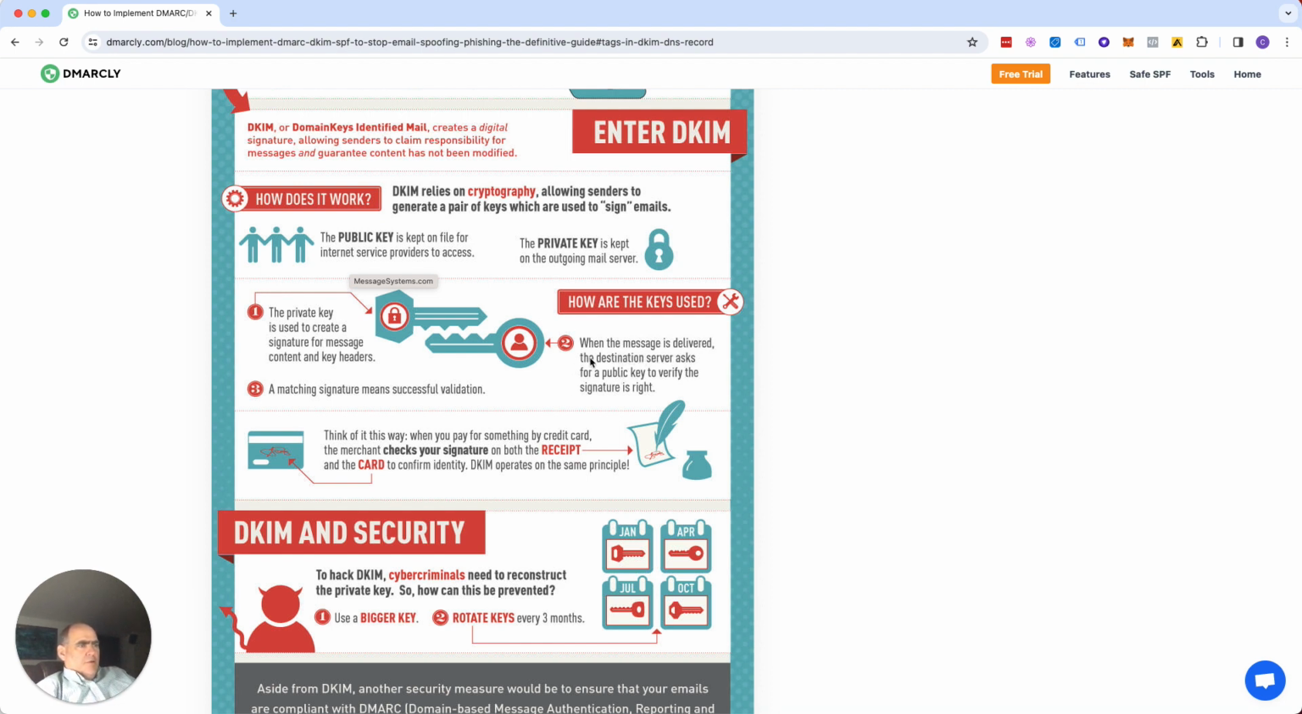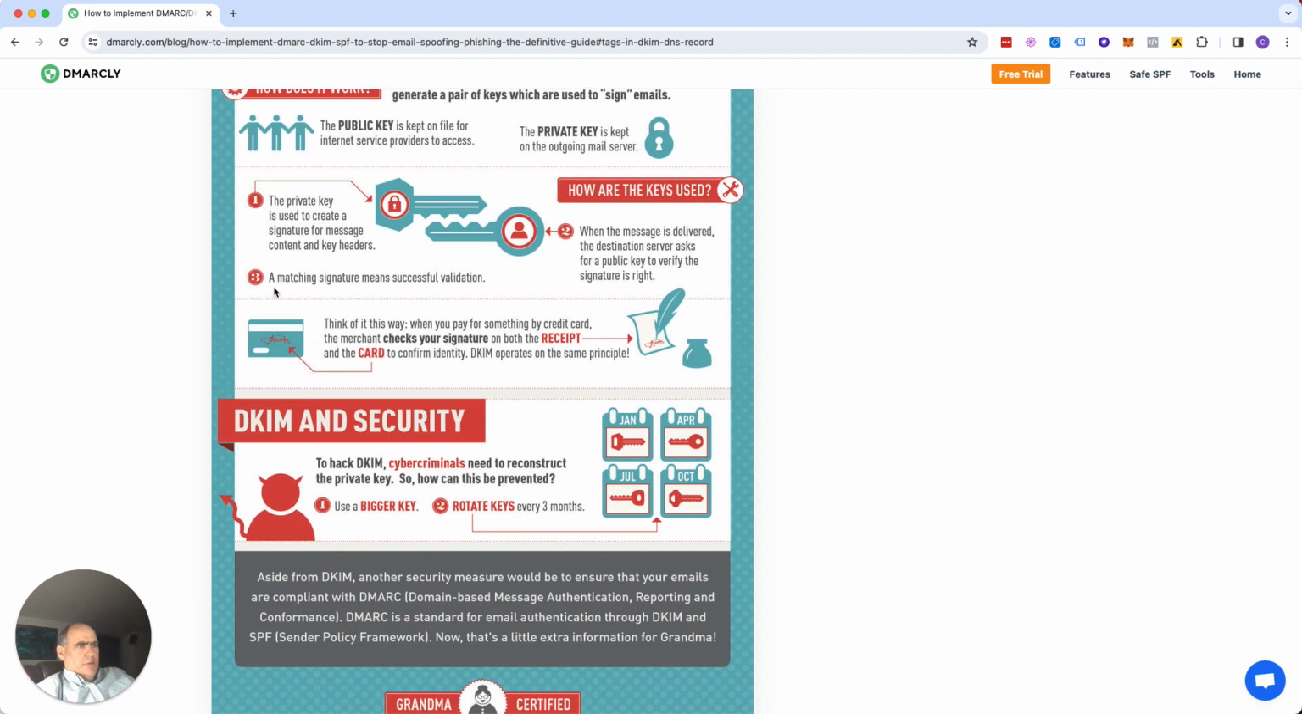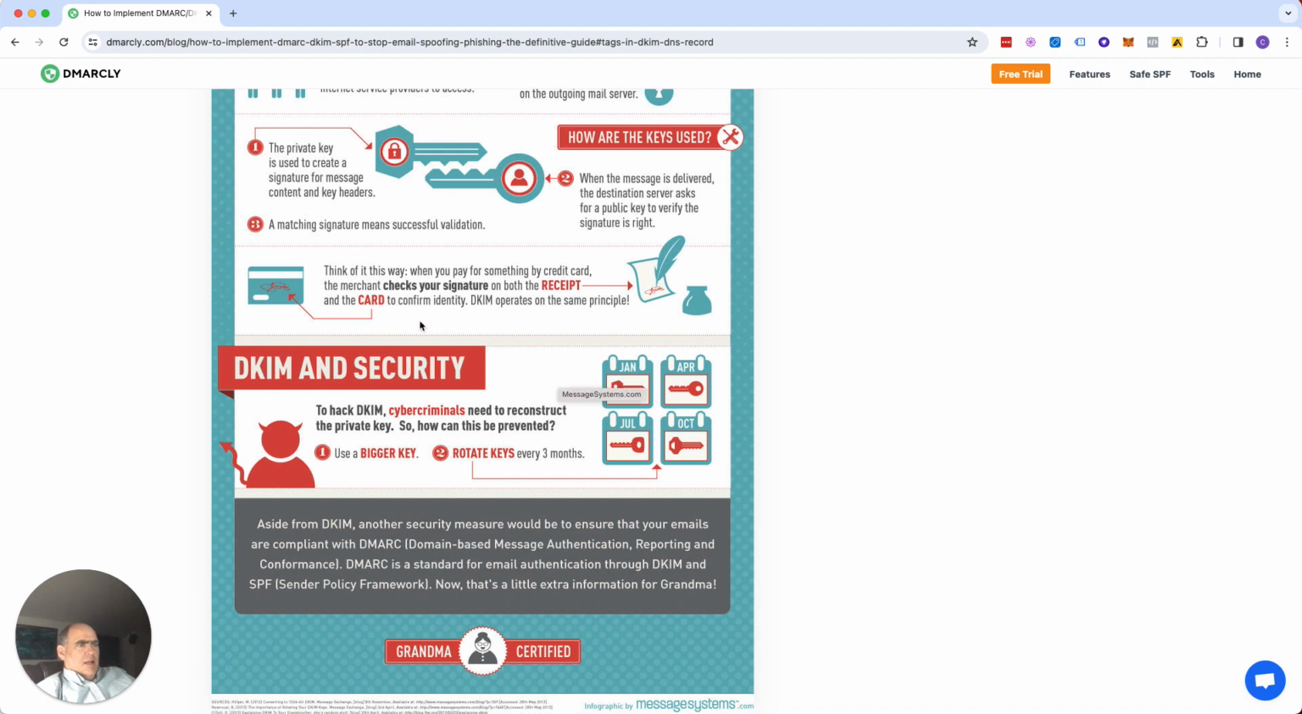And then once the message is delivered, you go back to the DNS and you get the public key and decrypt it. So a matching signature means a successful validation. And their little idea here is, think of it this way: when you pay for something with a credit card, you check your signature on the receipt and go back to the card to verify that the person who is doing this is the right person. So the signature that you receive, you've got to decrypt from the DNS information.